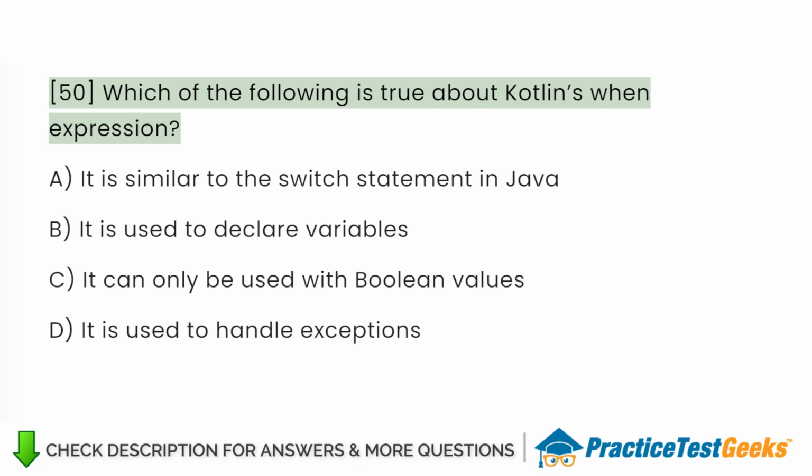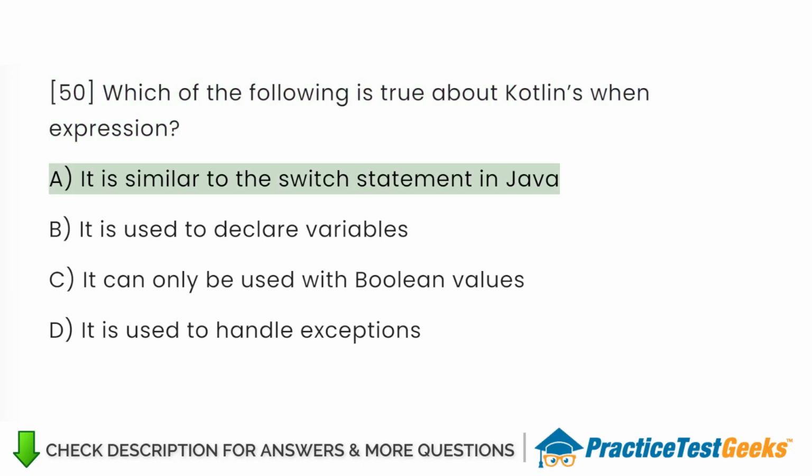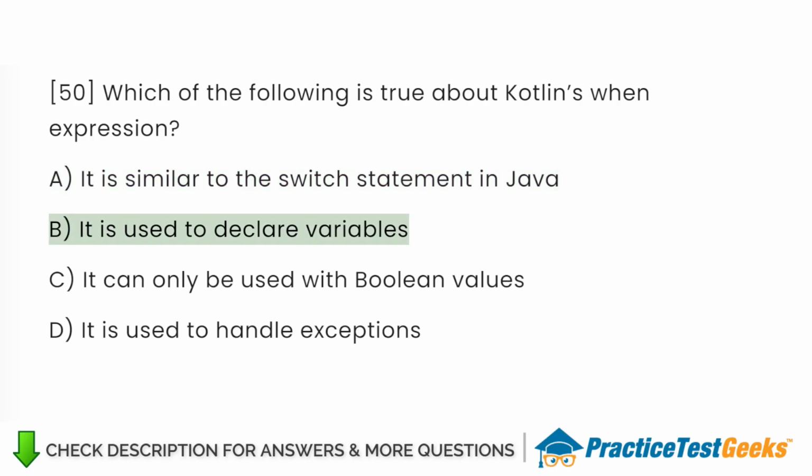Which of the following is true about Kotlin's when expression? A. It is similar to the switch statement in Java. B. It is used to declare variables. C. It can only be used with Boolean values. D. It is used to handle exceptions.